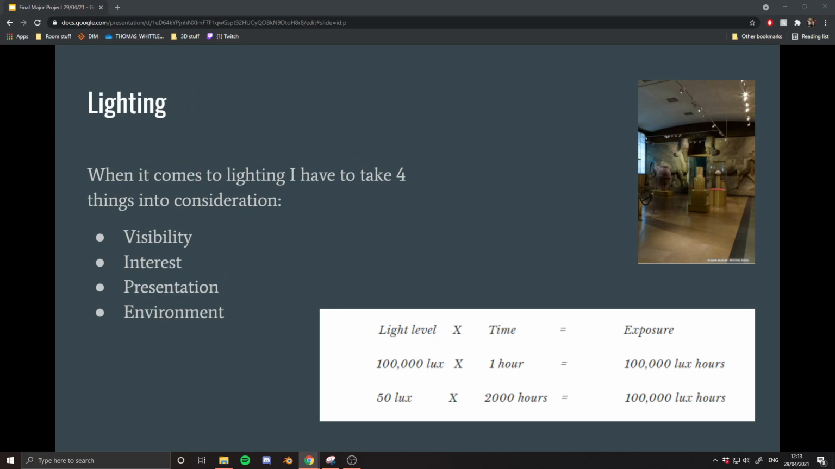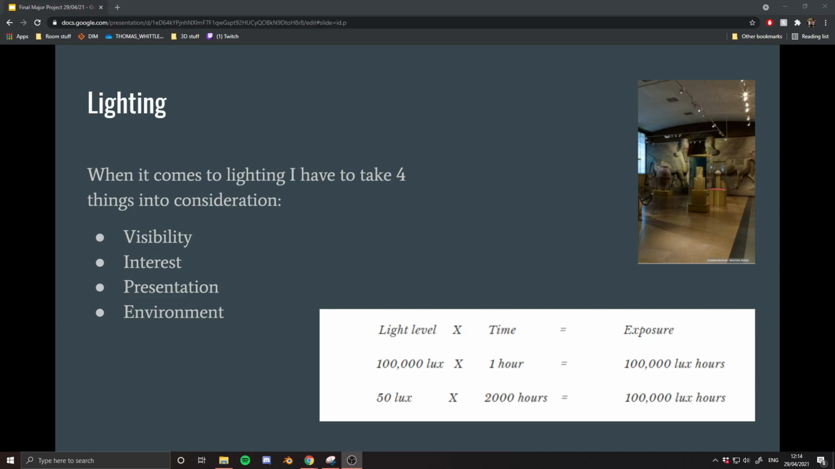When it comes to lighting, I have to take 4 things into consideration. Visibility is making sure that the collection is visible, whilst making sure that it isn't bleached by light, with reflections and refractions from glass. Interest will be highlighted via the light to make sure that people know where they want to look. Presentation is making sure that it is optimally presented to look the nicest it possibly can. Environment is to make sure that people look at the right things at the right time with illumination and other things. The other image at the bottom is looking into lumens and what the optimum lumens to use is.